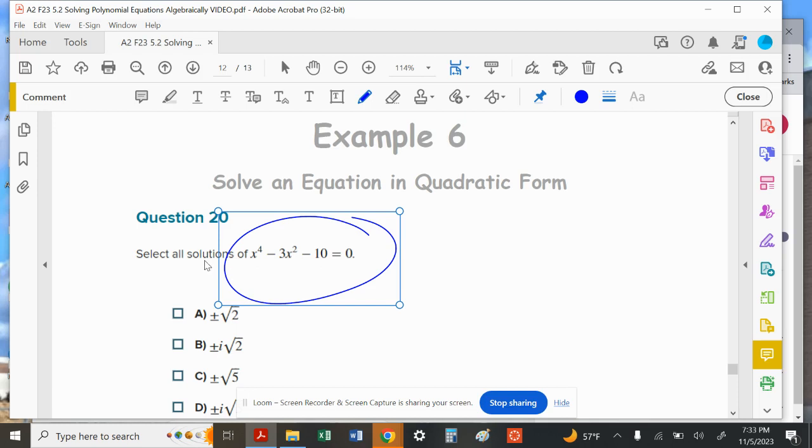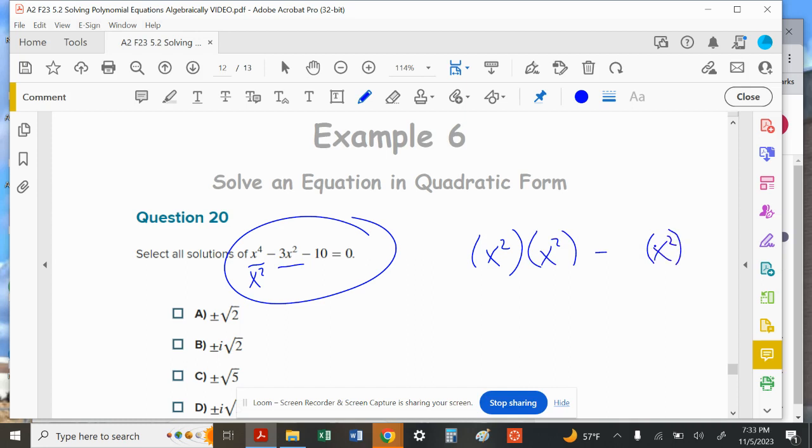But we can take out an x squared. So I have an x squared. If I divide this by x squared, I get x squared. This one I can also take out an x squared. So I have a minus, and then I have another x squared. So I divide that by x squared, and I'm left with a minus 3. Notice I put the number in front instead of at the end. And now I have x squared times x squared minus 3x squared minus 10. Now it's in quadratic form.